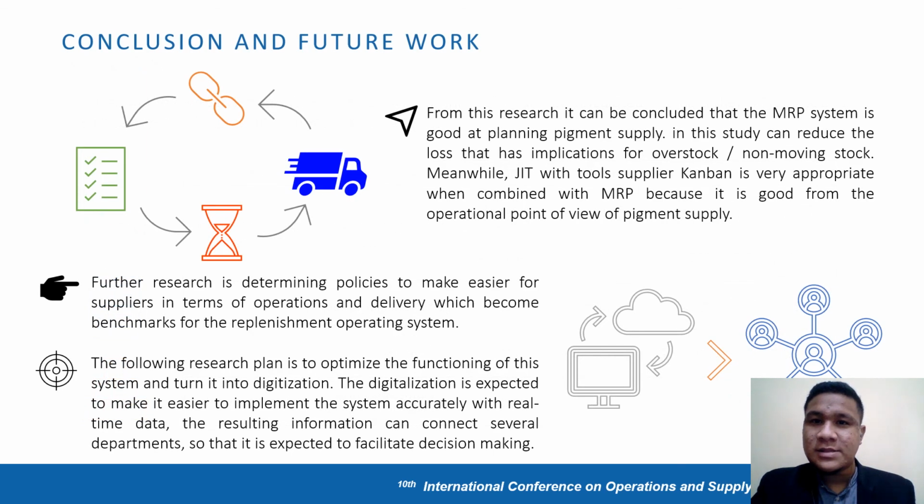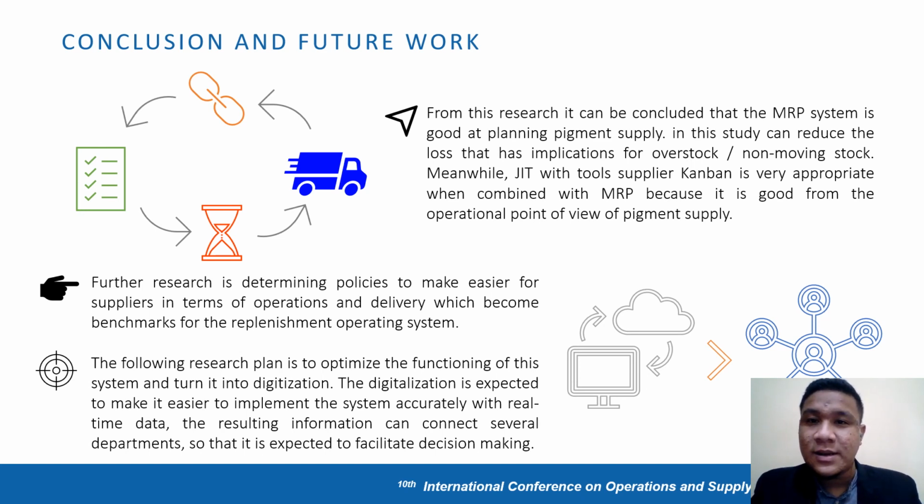Okay, this is the last slide for this presentation, the conclusion and future works. From this research, it can be concluded that the MRP system is good at planning pigment supply, and the study can reduce the loss that has implications for overstock or non-moving stock. JIT with the supplier Kanban tool is very appropriate when combined with MRP.